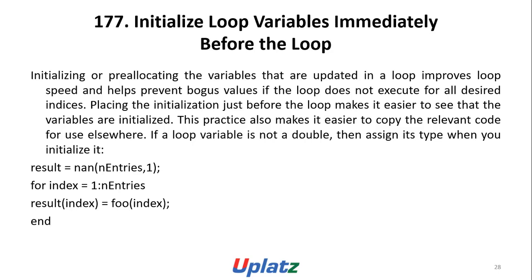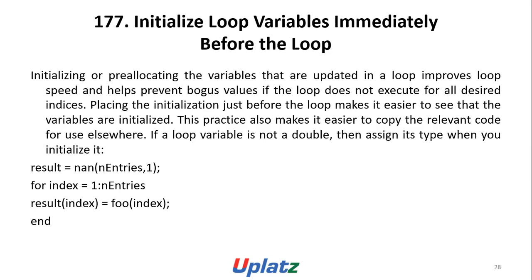Initialize loop variables immediately before the loop. Initializing or pre-allocating the variables that are updated in a loop improves loop speed and helps prevent bogus values if the loop does not execute for all indices. Placing the initialization just before the loop makes it easier to see that the variables are initialized. This practice also makes it easier to copy the relevant code for use elsewhere. If a loop is not double, then assign a step when you initialize it.